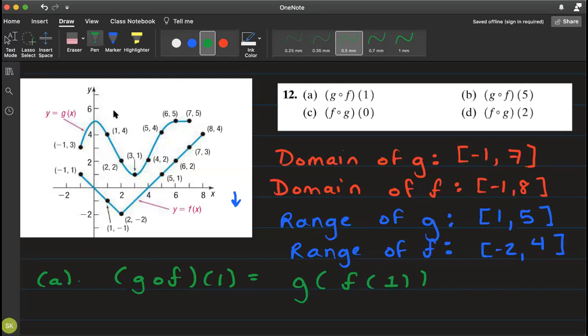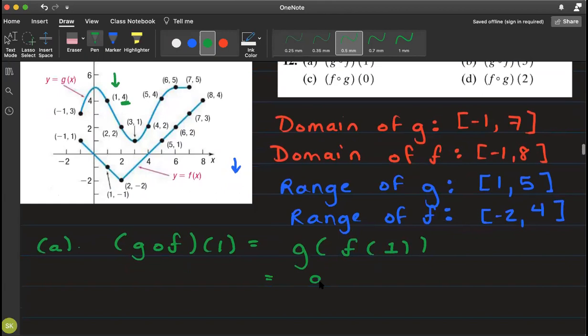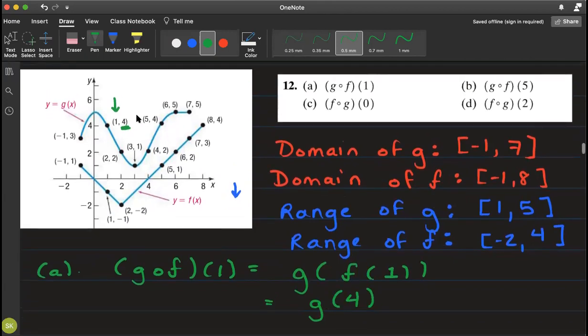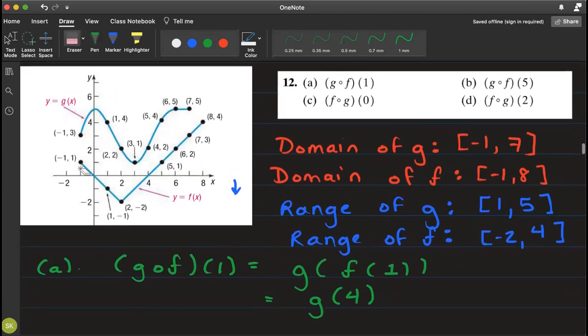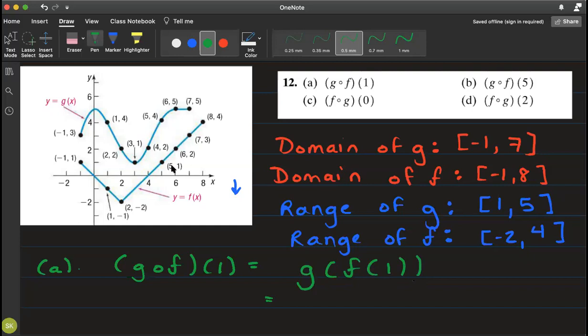So the domain is the x values. So here is 1, and you can see that 1 is being sent to 4. So this is equal to g of 4. So now let's see where 4 is being sent. So we're looking at our graph. Oh, I think I got these two functions mixed up. I'm sorry about that. Let me try that again. Again, this is right, g composed of f of 1, but I thought that the top graph for some reason was f. It's not, so let me fix that.